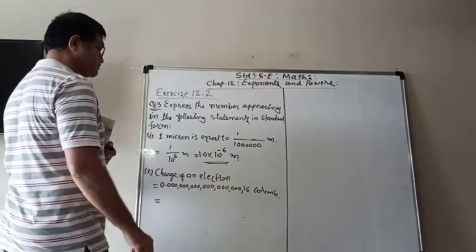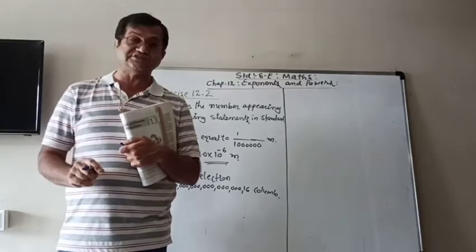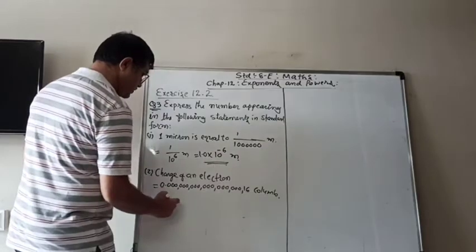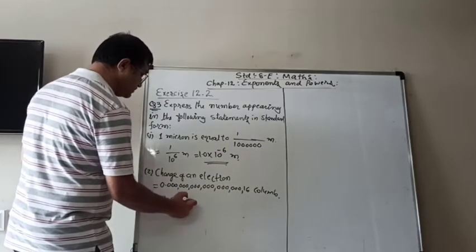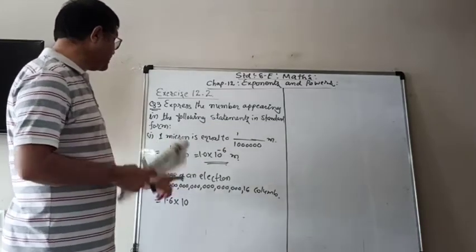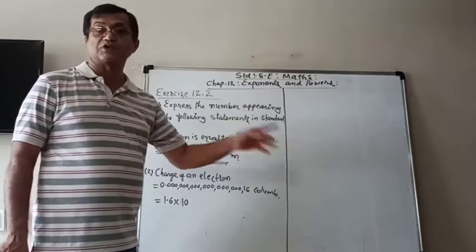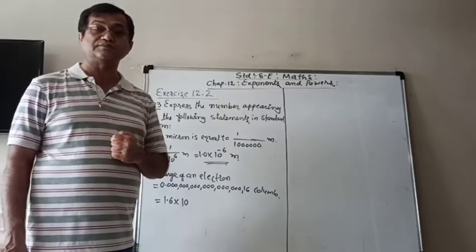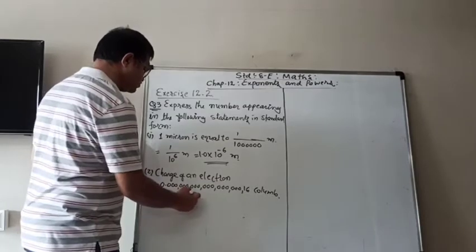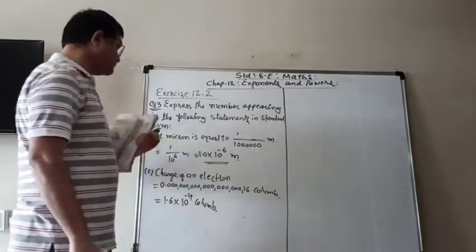So now we know that the decimal point must be after the non-zero digit. Here the first non-zero digit is 1. So the answer will be 1.6 multiplied by 10 raised to how much? So now we already counted the zeros, there are 18 zeros, plus another one place also because after 1. So 18 plus 1 is how many? 19. So we are moving to the right side, so minus, so 10 raised to minus 19 coulomb.